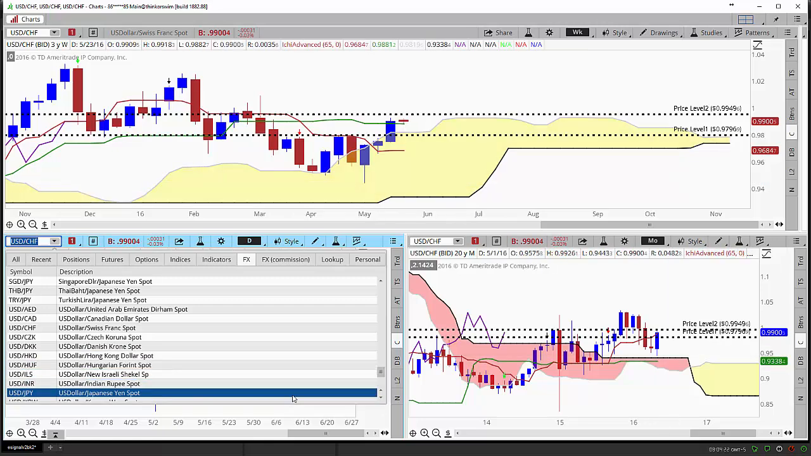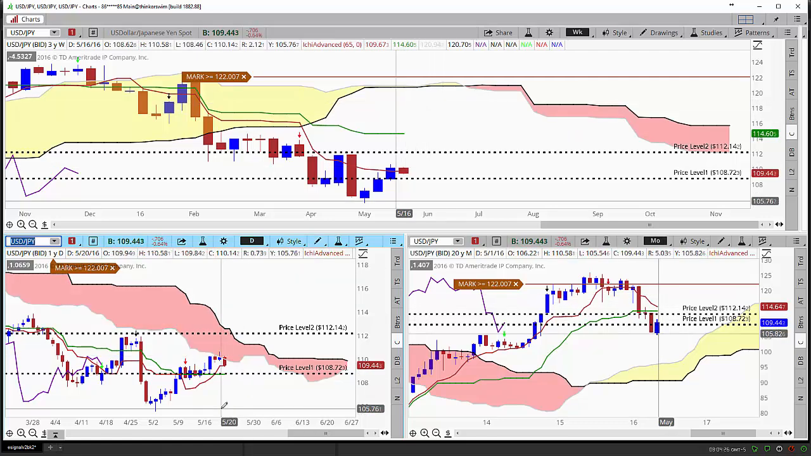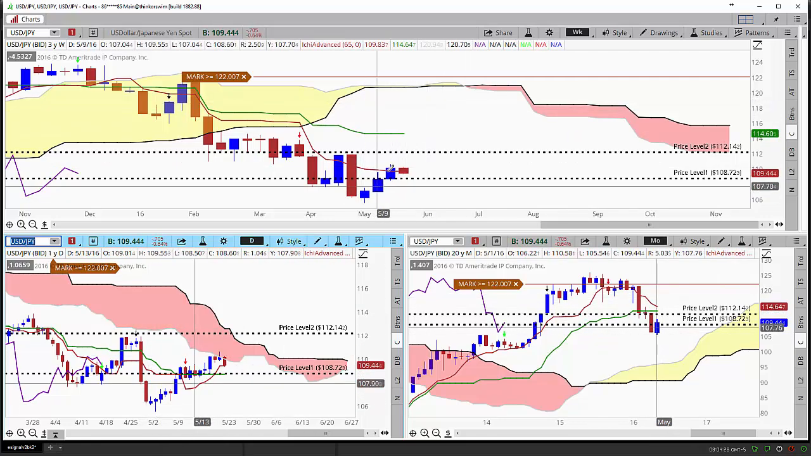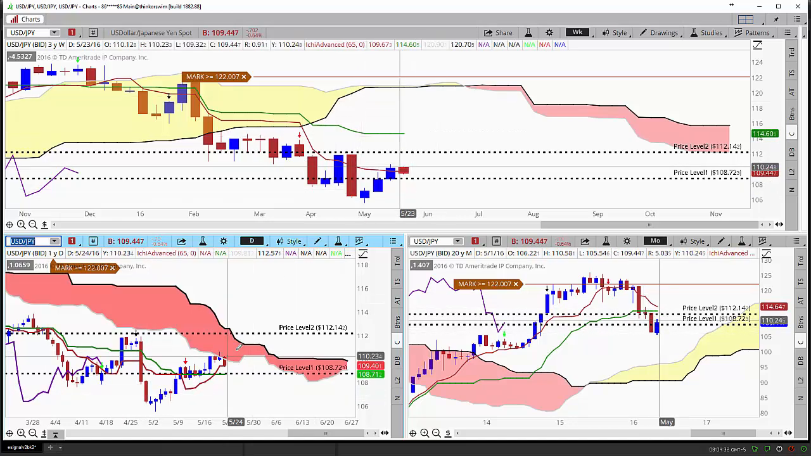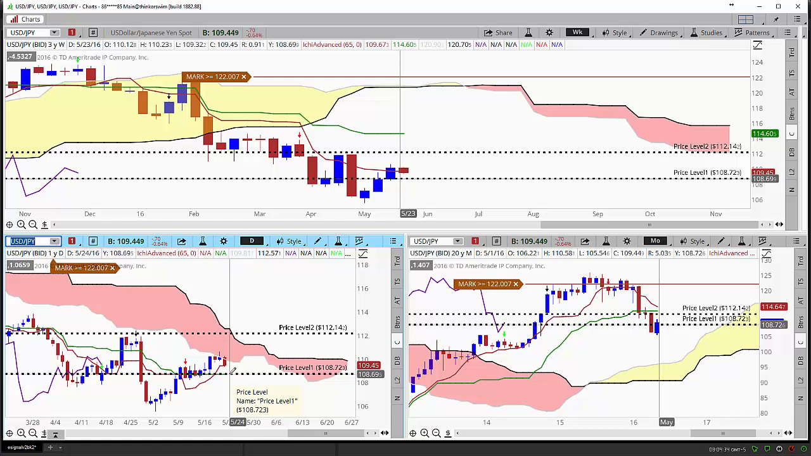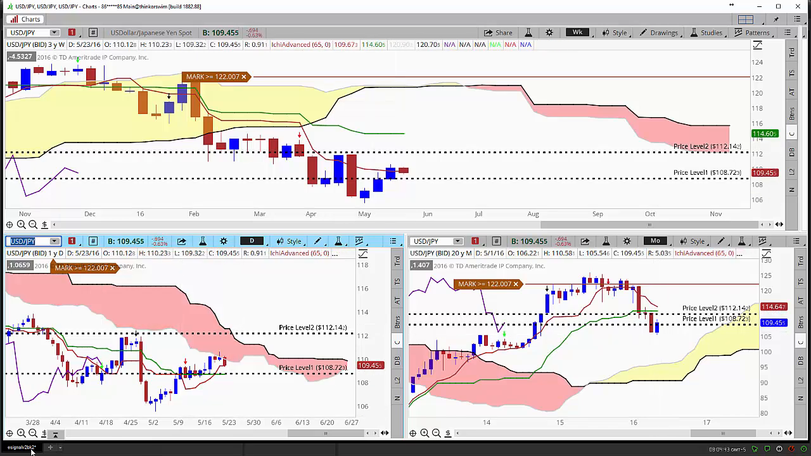And then US Yen here is basically in a consolidation pattern. It's going for a pullback with a bearish trend here on the weekly time frame, but basically the support that's holding this consolidation pattern is 108.72, and it's trying to get to this resistance level at 112.14, which is the major resistance level there.